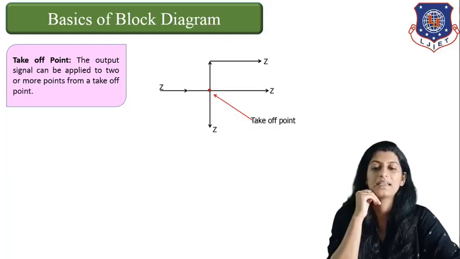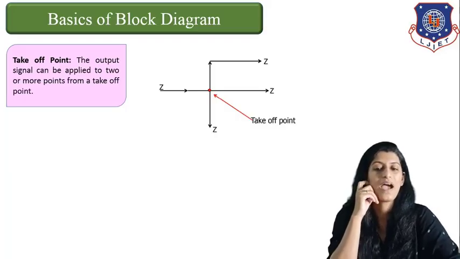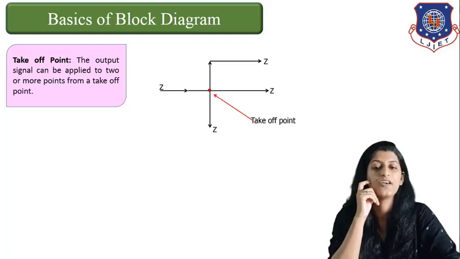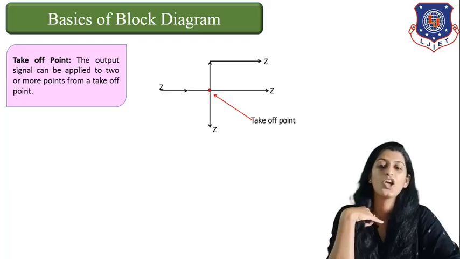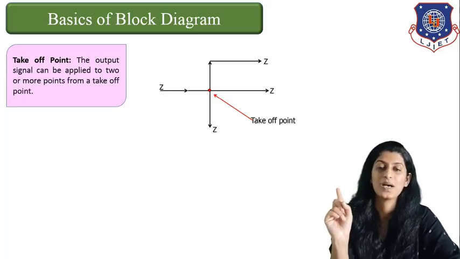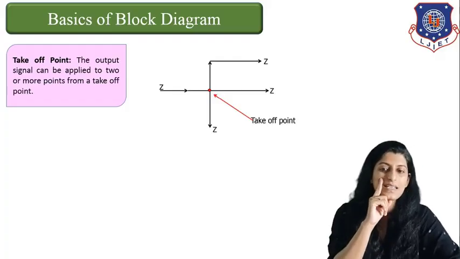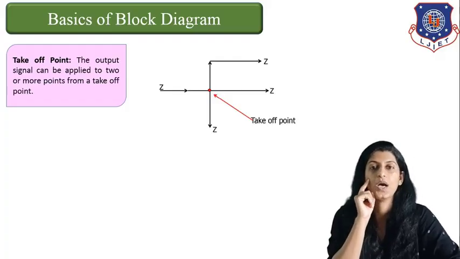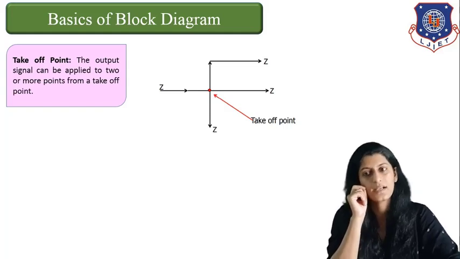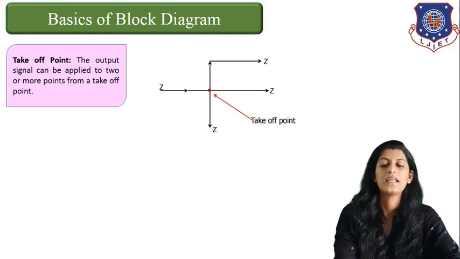The value of the signal at that point can be written like this. So this is our takeoff point. If you can see, the value of Z is coming from this direction and it is then distributed to 3 different points. So the value of Z will remain as it is. Suppose the value of Z is 40. So it will be 40 in this line and at this particular point as well. Correct? So this is known as a takeoff point.